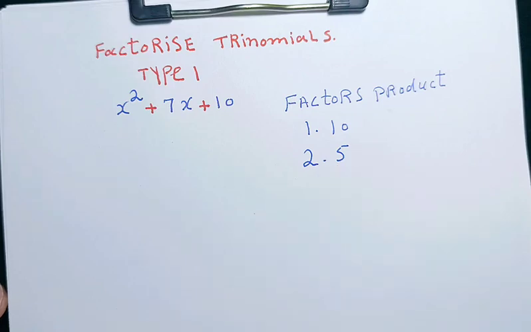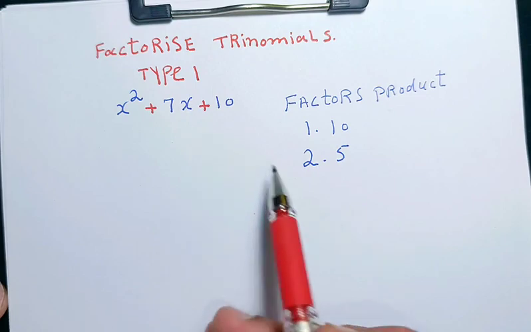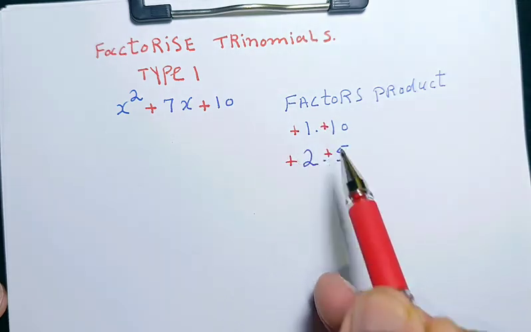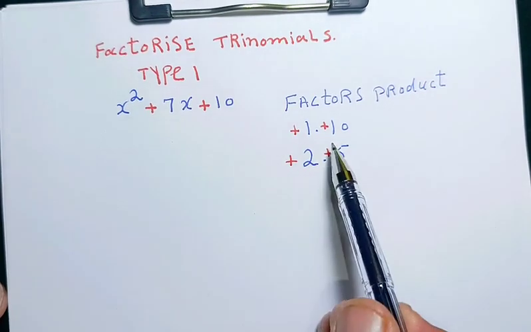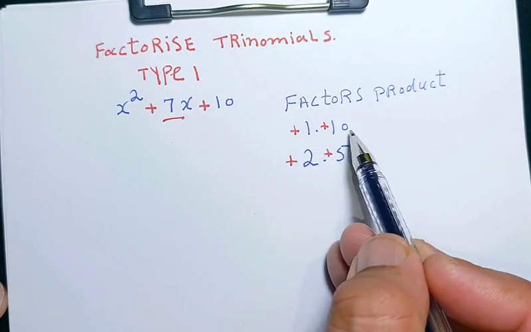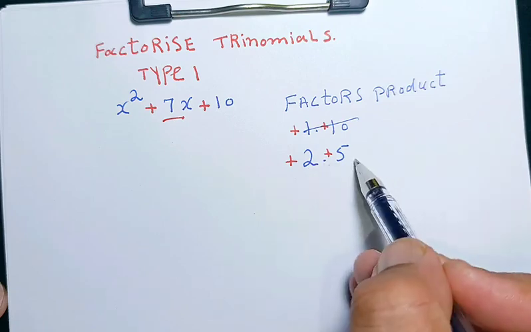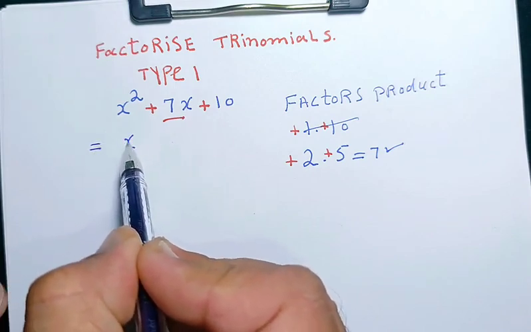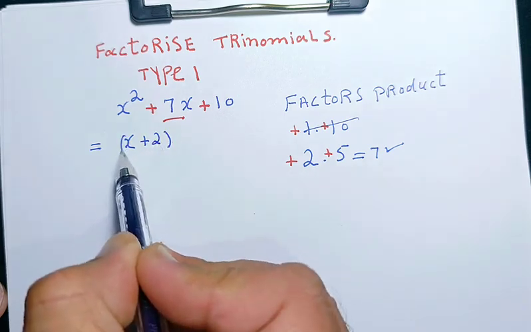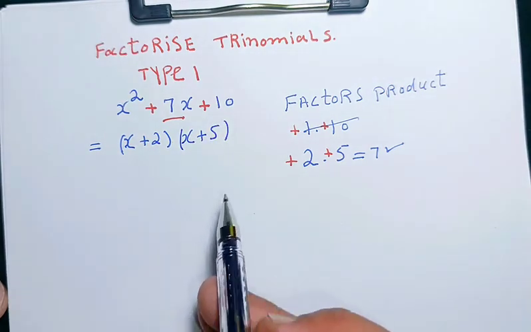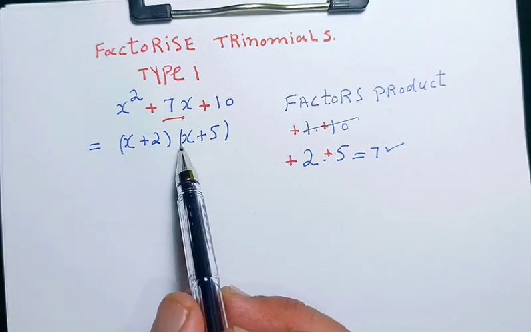So when you see both signs are positive, then this must be positive, this must be positive. Now we need to add these two, and the answer must be equal to the middle term, 7. If you add 1 and 10, that's 11, so I don't need this. 2 plus 5 is 7, which means this is going to work. So equal to x plus 2 and x plus 5. This is my final answer. Both signs in the bracket will be positive.